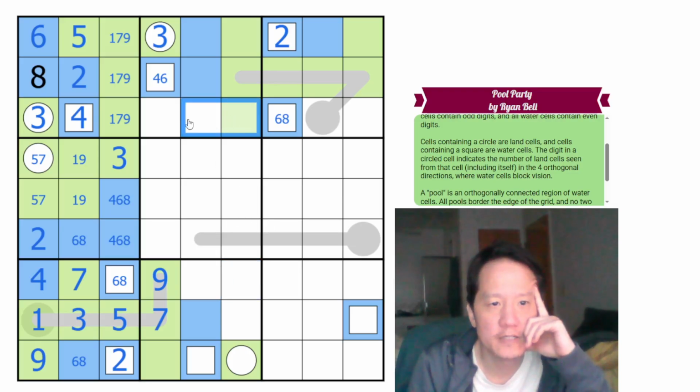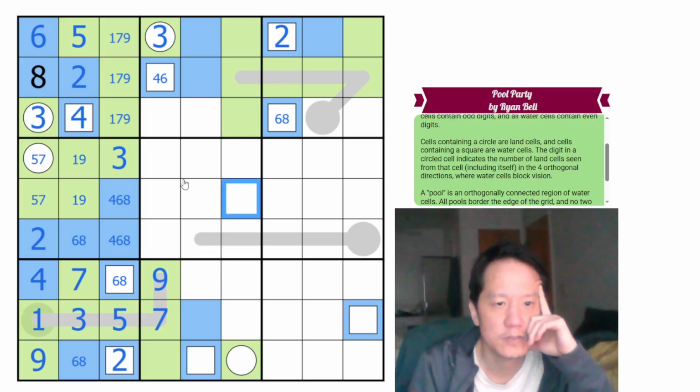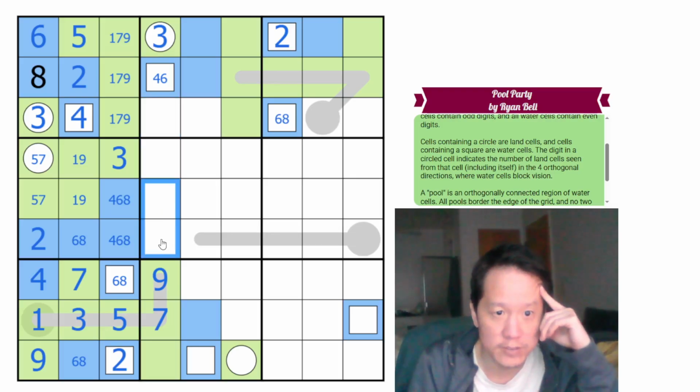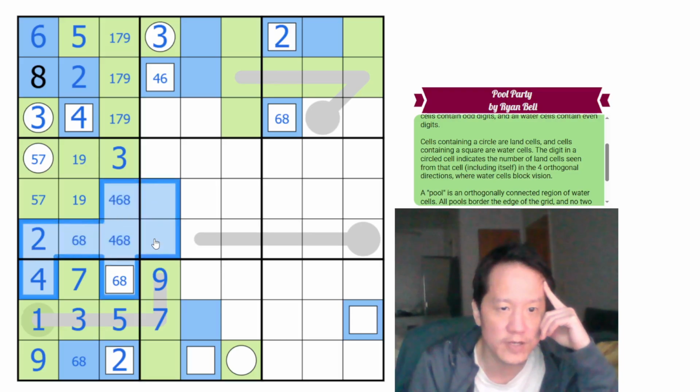The green has to connect to itself. One of these has to be green because it has to connect to the rest of the green cells. So since one of these is green, that means these both have to be blue. And this is already size 8. So this is 1, 2, 3, 4, 5, 6, 7, 8.